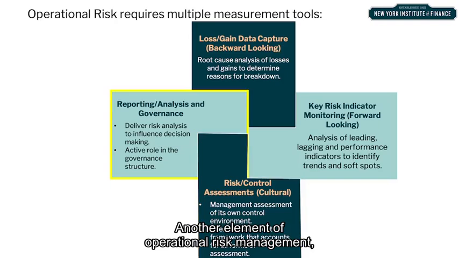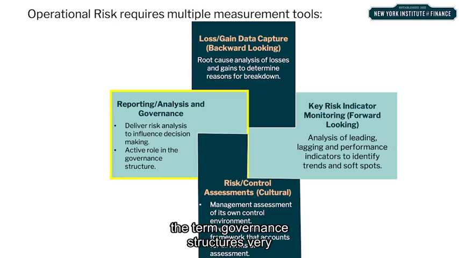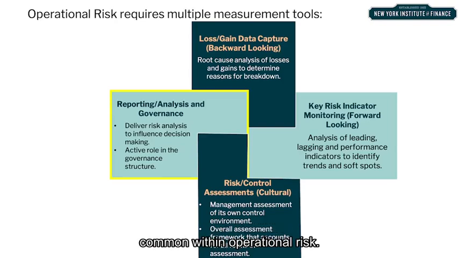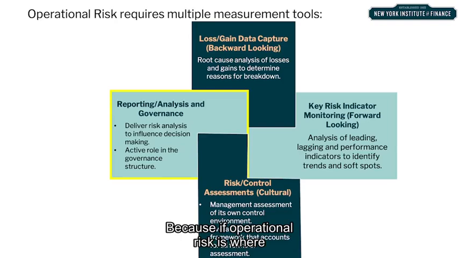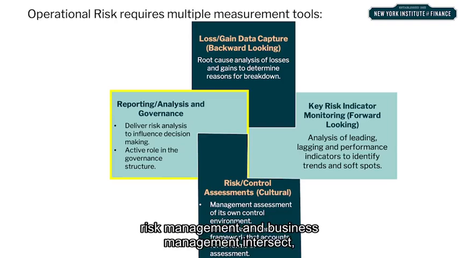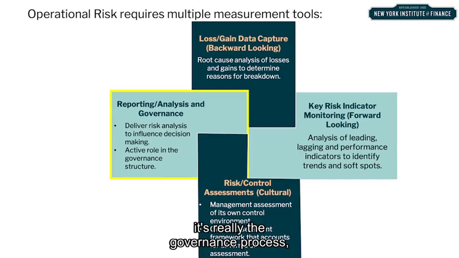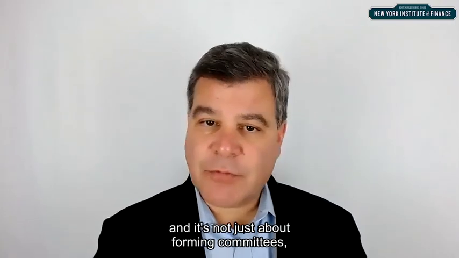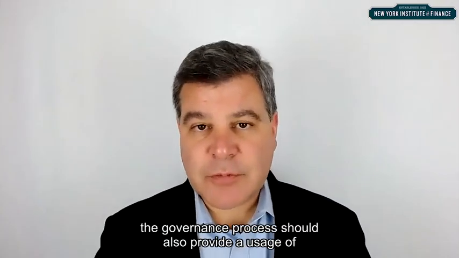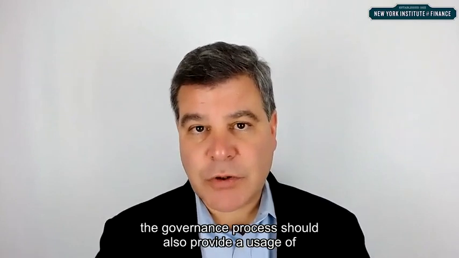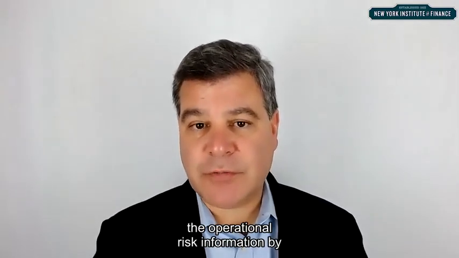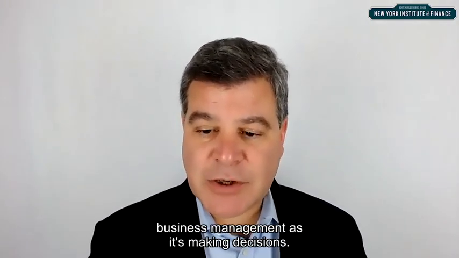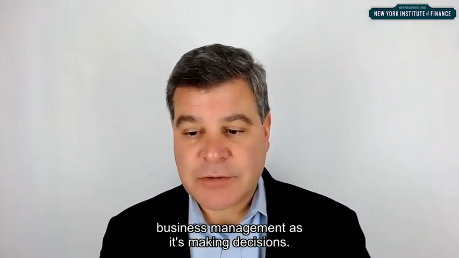Another element of operational risk management is the governance structure, a term you will hear very commonly within operational risk, because if operational risk is where risk management and business management intersect, it's really the governance process that's that communication mechanism. And it's not just about forming committees. The governance process should also provide a usage of the operational risk information by business management as it's making decisions.